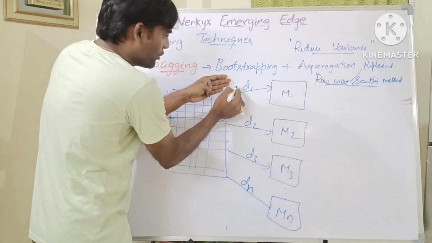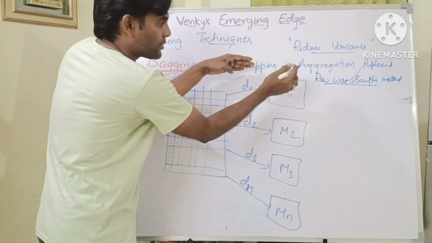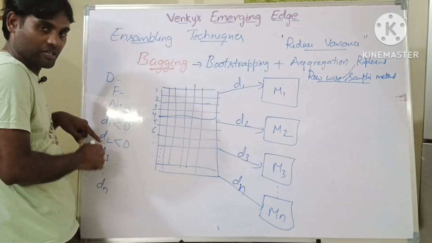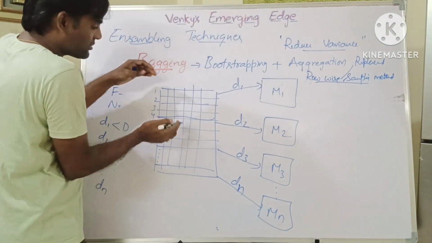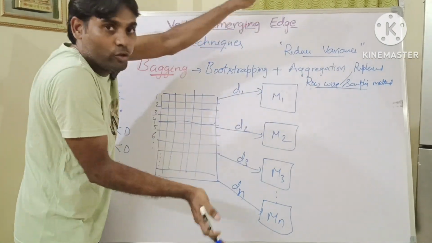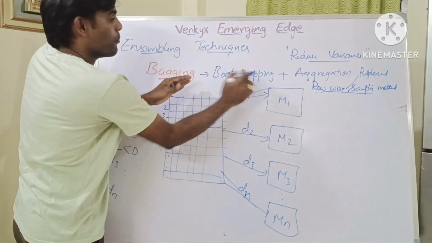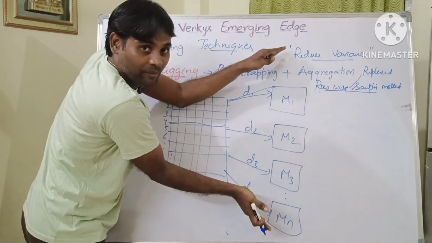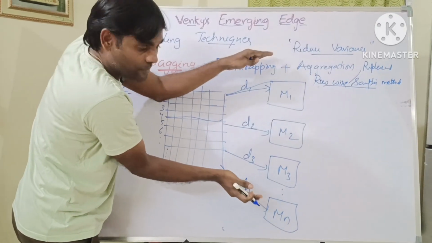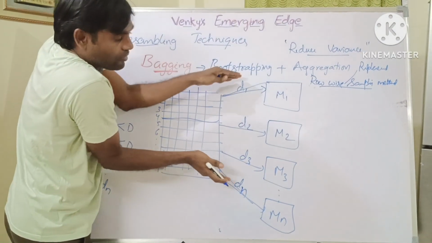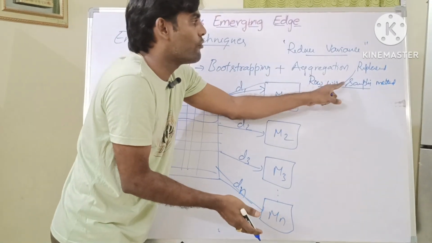Bootstrapping. Is it clear? Bootstrap means one data set is spread to the different models by using a row-wise replacement sampling method. This is called bootstrapping. That means each and every model we are using gets different data.